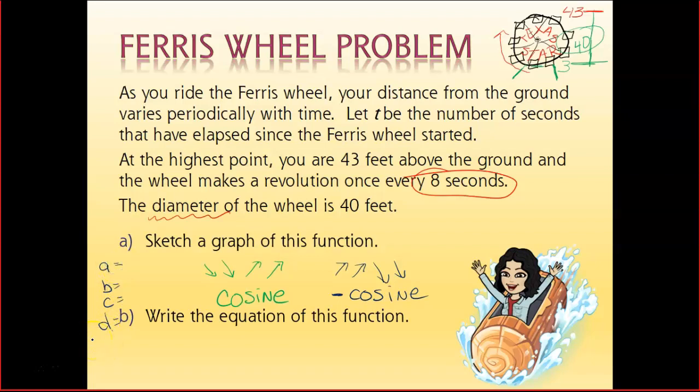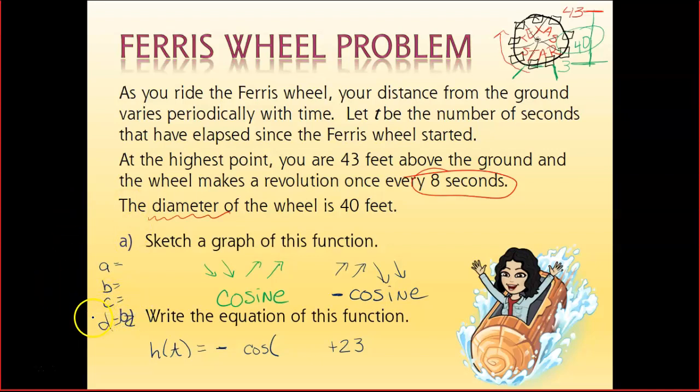D is the principal axis. Do we know where the principal axis is on this graph? It's at 23. So here we go. H of T equals. I know it's going to be negative. That's right there. I know at the end I've got a plus 23. Cool. I know it's going to be cosine. All right, D is 23.